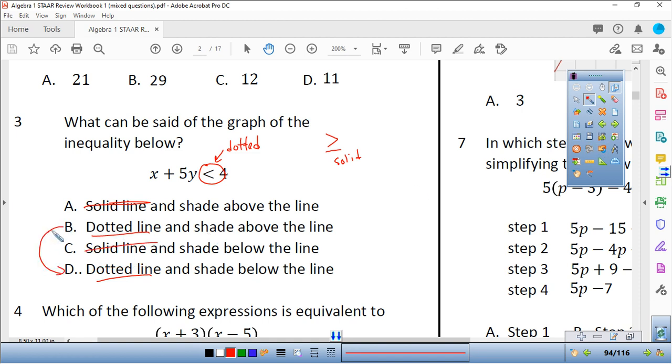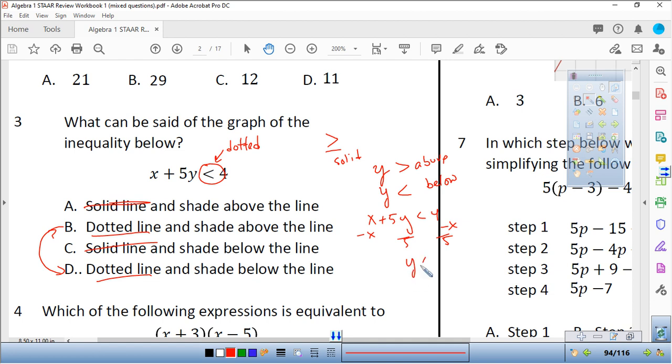So these two are my, I guess, preferred choices. Shade above or below. Well, I want the y by itself, okay? If I have this, it's above. If I have this, it's below. The reason I know that is because y's greater are above, y's less than are below. So in this situation, I'm going to have x plus 5y is less than 4. All I'm going to do is get the y by itself, minus x, and then divide by 5, divide by 5. So I would have y like this. That's below.